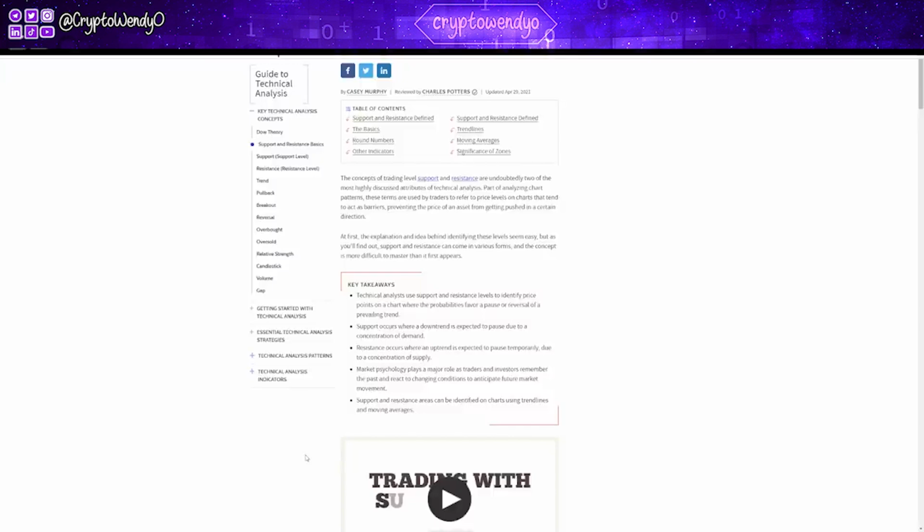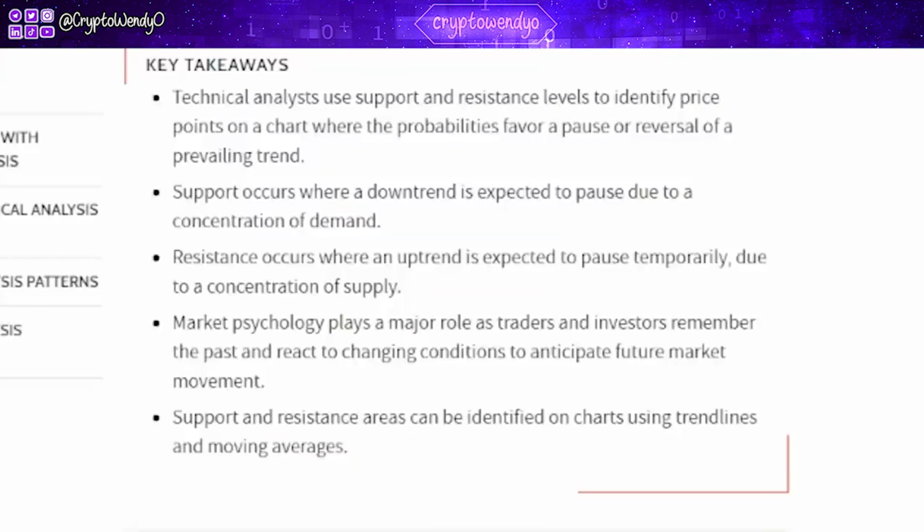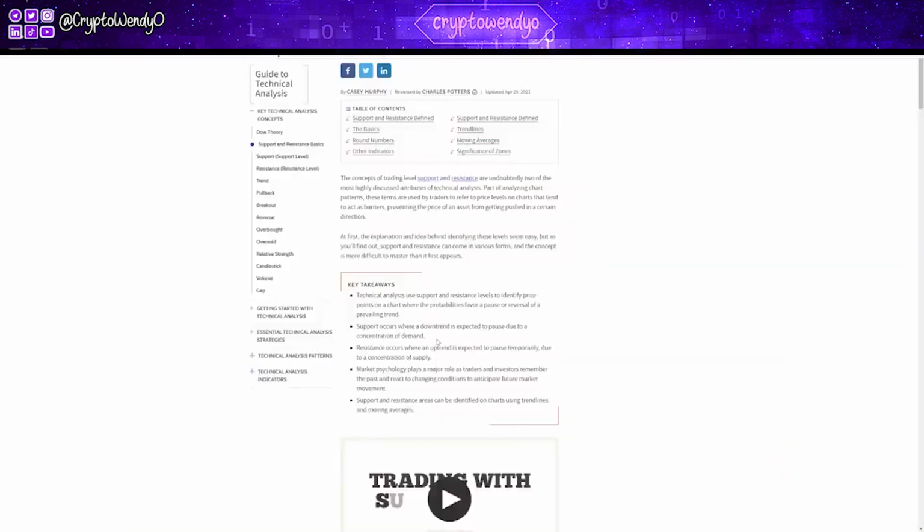So the key takeaways of support and resistance. Technical analysis: use support and resistance levels to identify price points on a chart where the probabilities favor a pause or reversal of a prevailing trend. Support occurs where a downtrend is expected to pause due to a concentration of demand. Support is essentially a price floor.